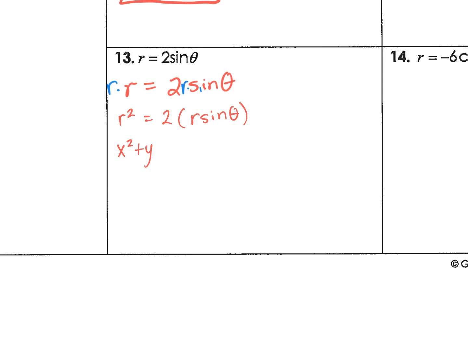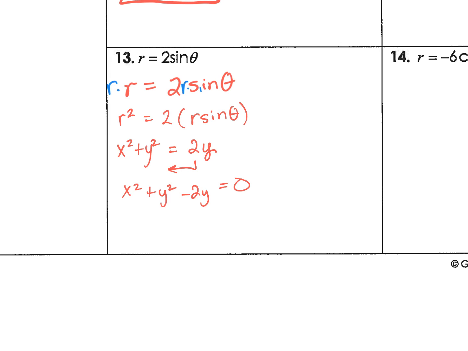So what is r squared equal to? X squared plus y squared. And what is r sine theta? Y. So now I want to turn this into something I know what it is. So I'm going to move this over. X squared plus y squared minus 2y equals 0. And I'm almost there.